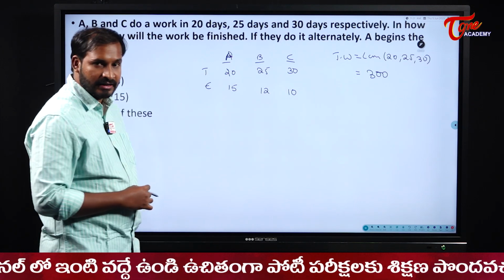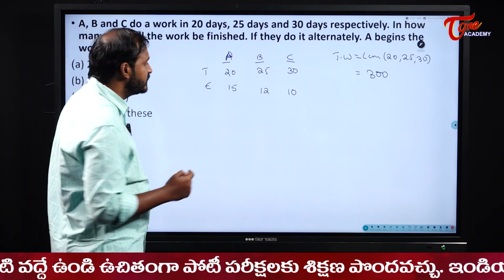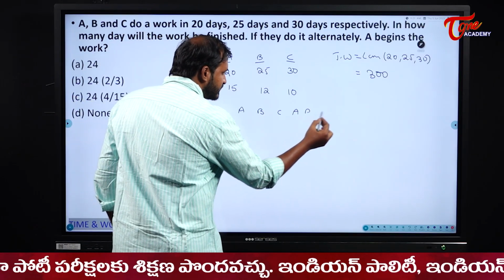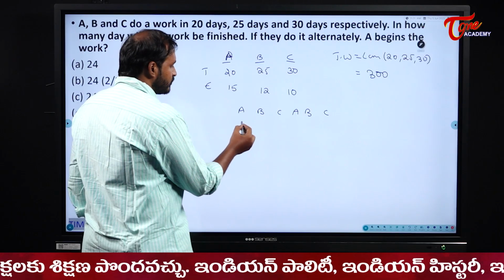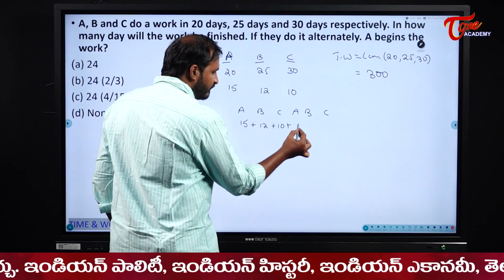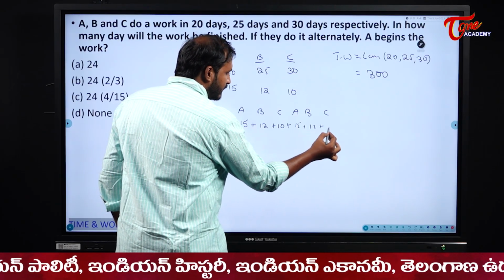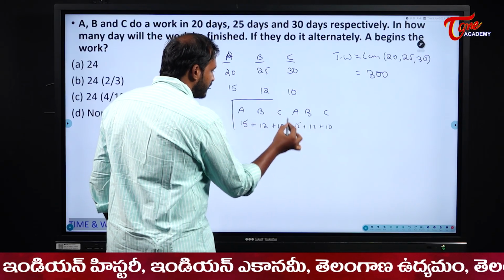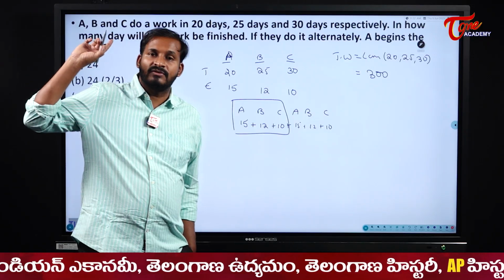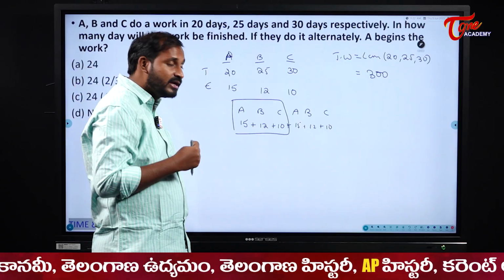A begins the work. Now here 3 people are there. Who is beginning? A, B, C. A, B, C. This is how it will progress. So he will do 15 work, 12 work and 10 work. Once again 15, 12 and 10. That means if you observe here, the time block is for how many days? 3 days. There it was 2 days, because there were only 2 persons. Here there are 3 persons.